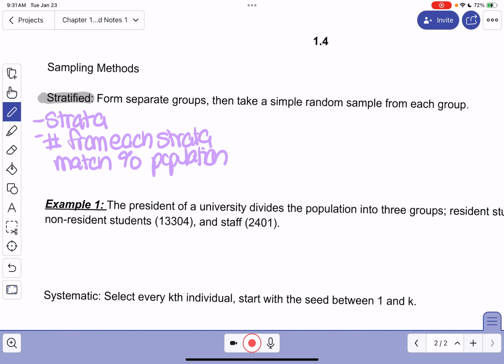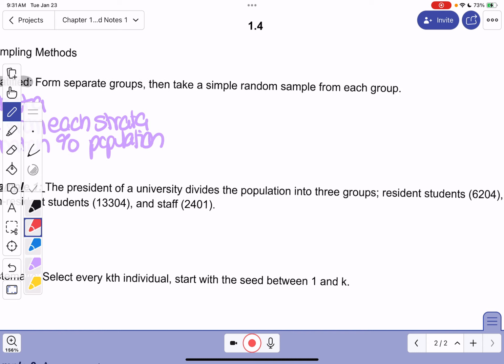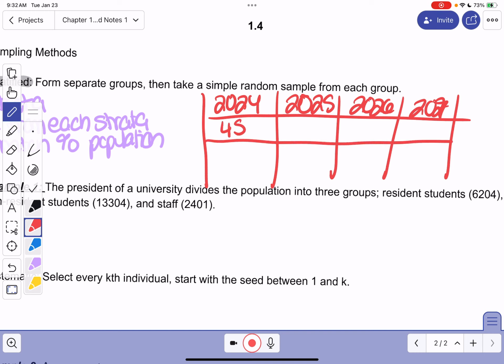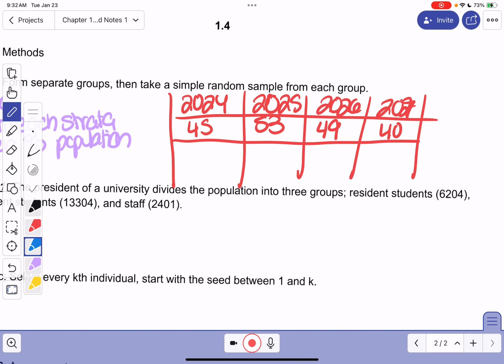So let's say we're doing a sample of students at Monmouth Academy. We have 4 classes, 24, 25, 26, 27. There are 45 students in the class of 2024, 53 students in the class of 2025, 49 students in the class of 2026, and 40 students in the class of 2027. If I add those up, it gives us a total of 187 students.